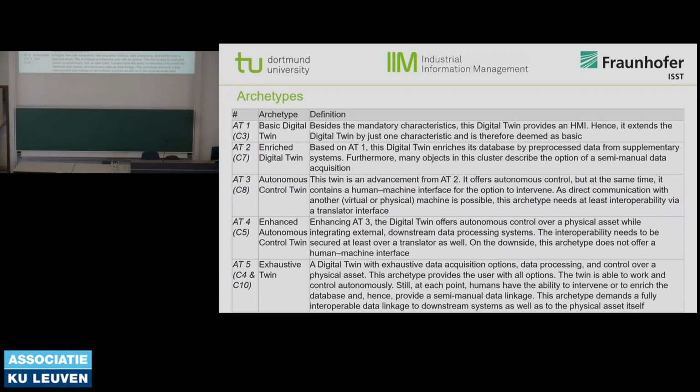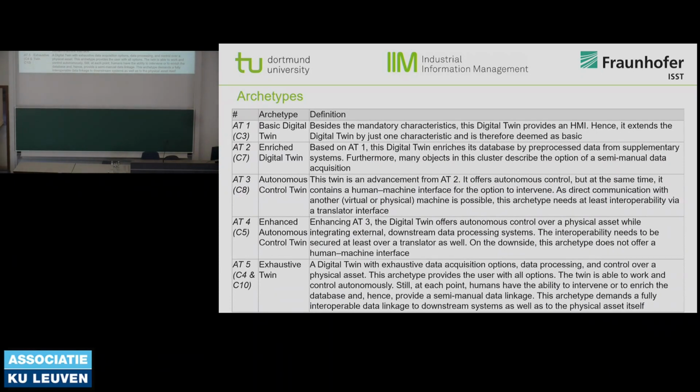The third archetype, cluster 8, is the first one which can be seen as a fully autonomous control twin. So it has all the characteristics from archetype 1 and 2, and it is able to directly manage your physical system via this digital twin. So you do not need any person to overlook and to do the management himself. But for the autonomous control twin, at this point, or starting from this point, we do need interoperability, at least via a translator interface.